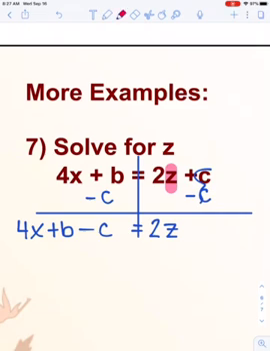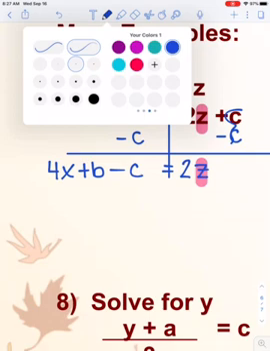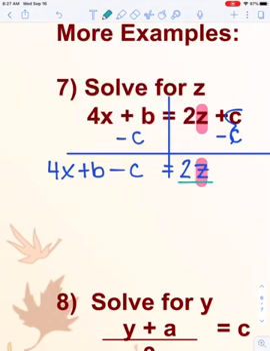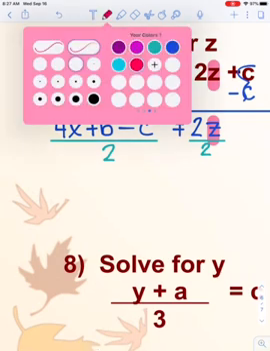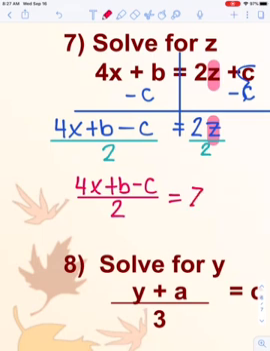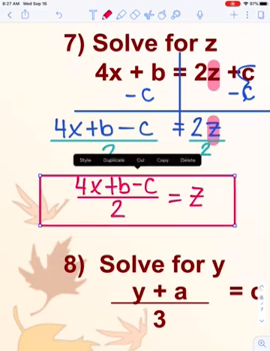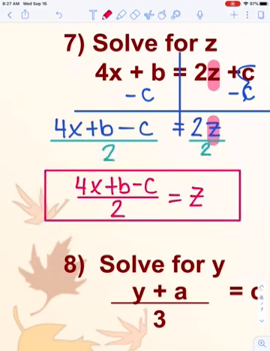2z on the right. I'm still trying to get z by itself, and it's still being multiplied by 2, so I have to undo that. The opposite of multiplying by 2 is dividing by 2. Everything on this side gets to be over 2. Okay? And it's not a negative on the bottom or a fraction. So that's just going to be my answer. 4x plus b minus c all over 2. And then that got the z by itself on the left, or on the right. And we're done.